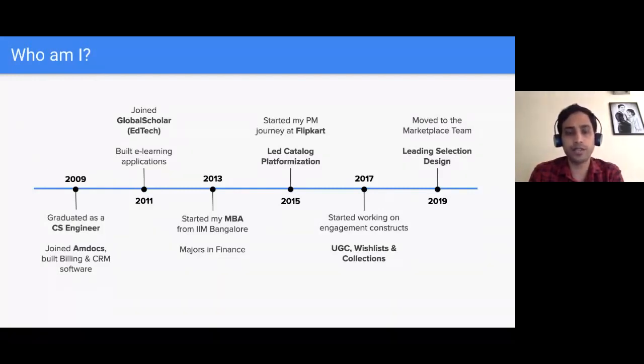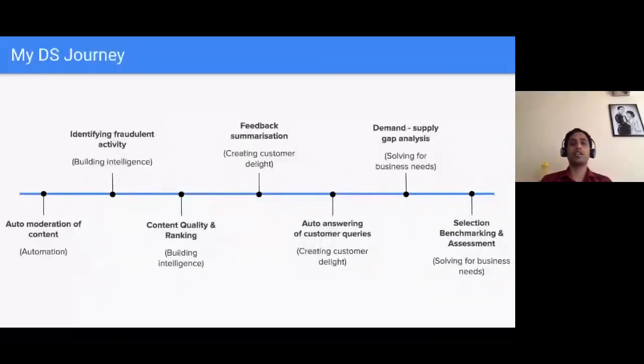Leveraged data science completely throughout my product journey in solving for various kinds of problems, customer problems, business problems, and all of that. Built customer-facing products which optimize the Flipkart funnel and help improve our business. So that's been my journey. I'll just take another couple of minutes to take you through how I got into the data science journey and what kind of products I built and how they helped Flipkart in its overall ecosystem, right?